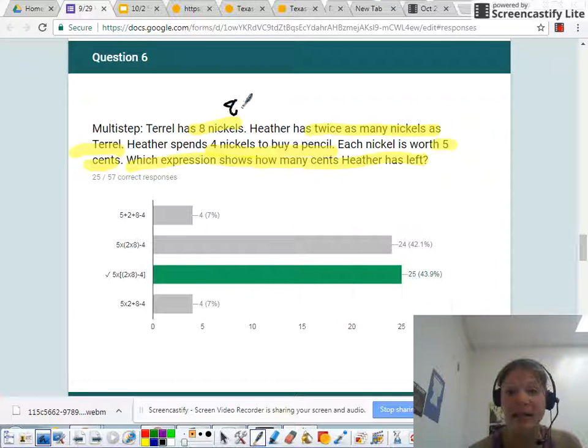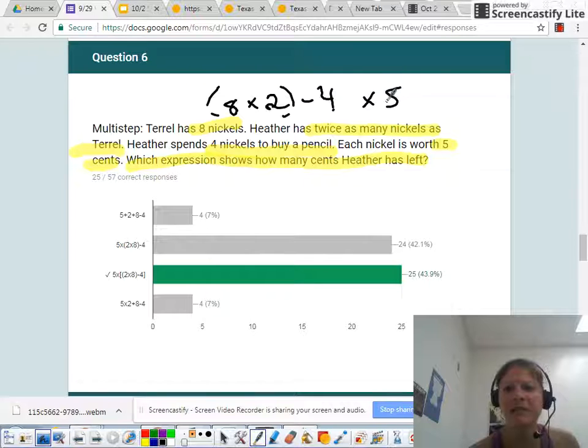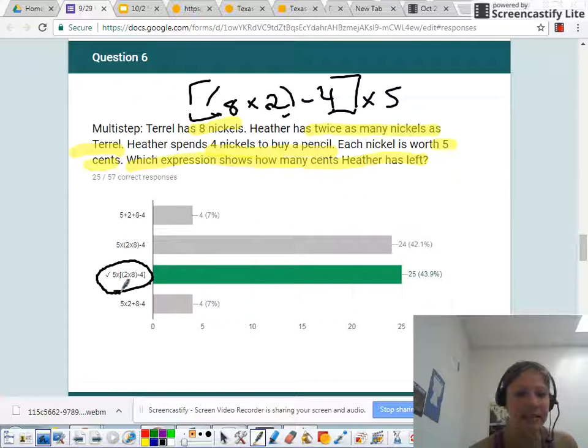So Terrell has 8 nickels. Heather has twice as many, so we know we're timesing by 2. Heather spends 4 nickels, so minus 4. And then each nickel is worth 5 cents. Well, whatever that answer is, I've got to times the whole thing by 5 cents. So times 5, but wait a minute. If I did times 5, according to PEMDAS, I would have to do this 4 times 5 before I did the subtraction. I don't want to do that. So I'm going to put some brackets in. So this one is the correct answer.